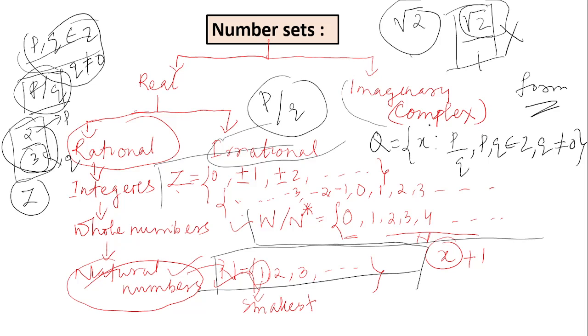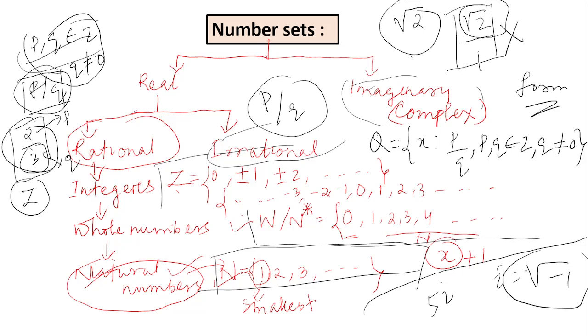Imaginary or complex numbers are not real numbers because we express them by using a symbol that is i, like 5i. i means root over of minus 1. When there is a negative number under the root, then the number system changes into imaginary or complex numbers, because these numbers don't actually exist. This is the brief information about number sets.